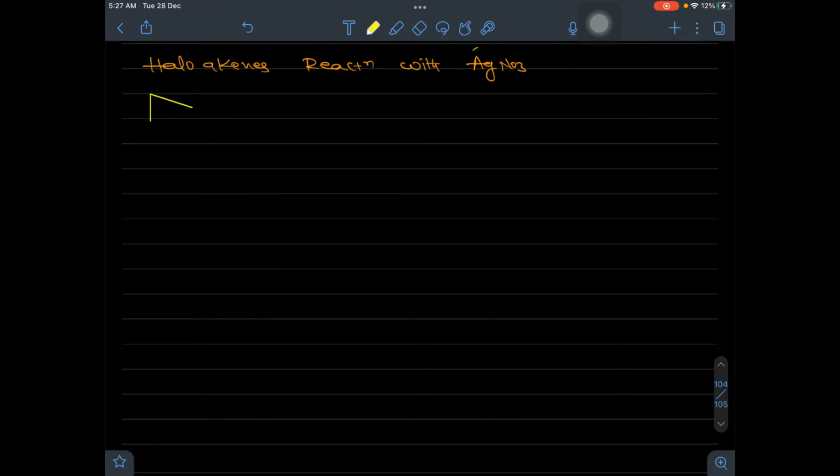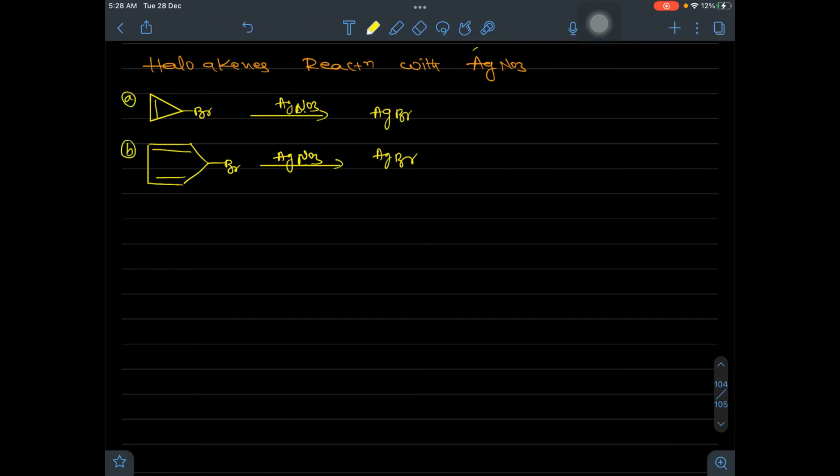Here, bromocyclopropene and bromocyclopentadiene are both reacting with silver nitrate and form a silver bromide precipitate, a pale yellow precipitate. So the question is, among A and B, which forms the silver bromide precipitate faster?